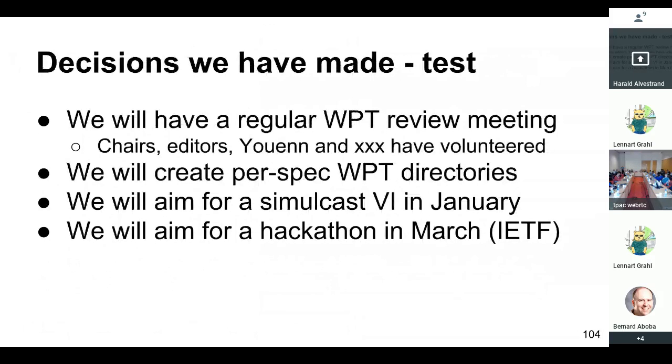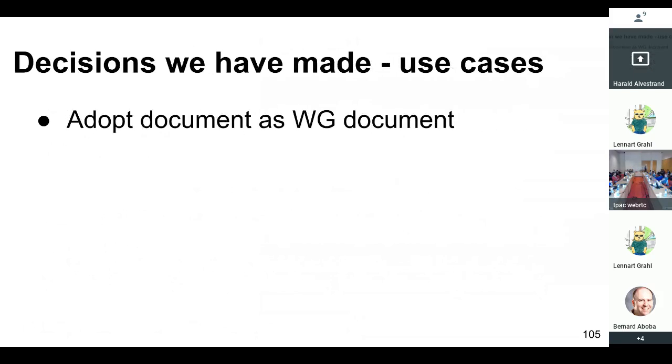So we will create a per spec web platform test directory so that we get everything linked up to the spec that it's specified in. We will aim for a simulcast, a virtual interim sorting out simulcast things in January. And we will aim for, that doesn't mean hit, but it means that we will aim for a hackathon at the IETF in March, Prague. Use cases are adopted as a working group document.